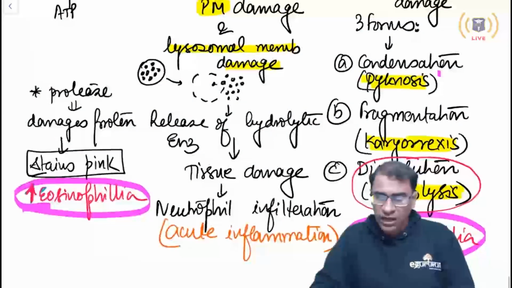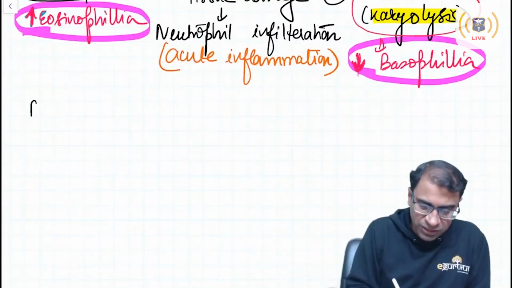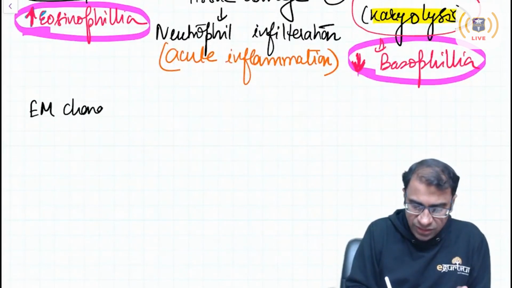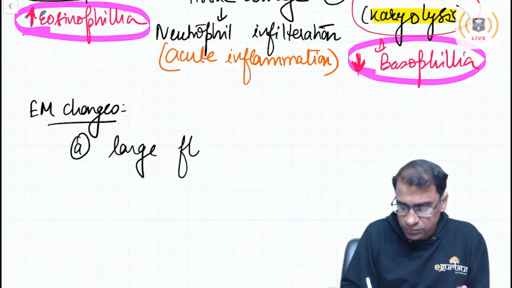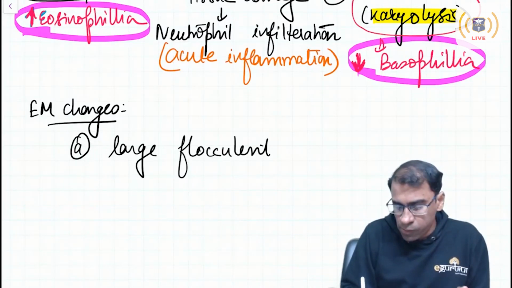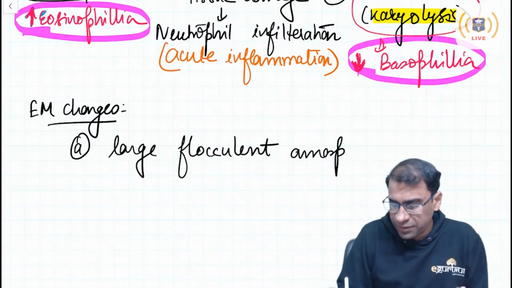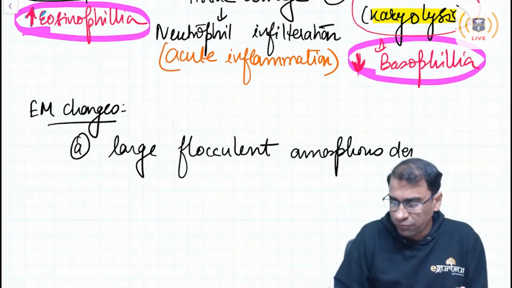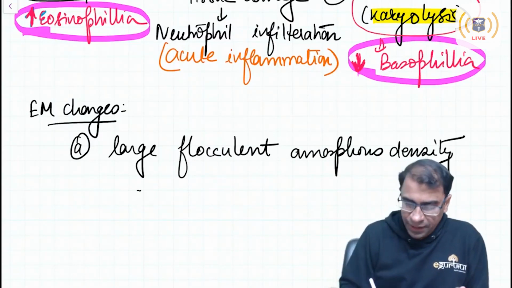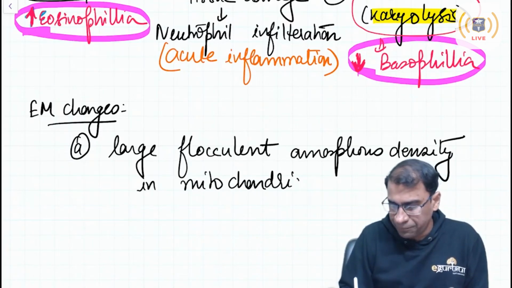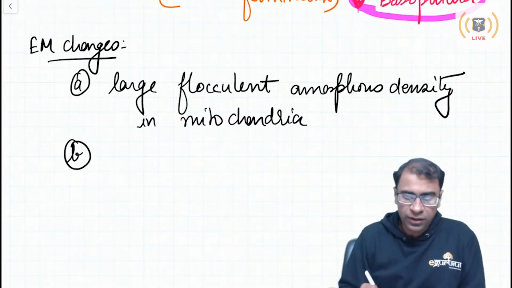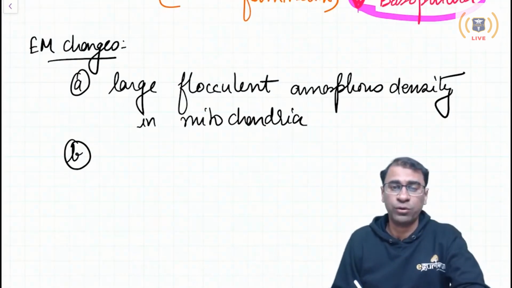Now, what are the electron microscopic changes? What are the EM changes? One of them I have already told you above: large flocculent amorphous densities in the mitochondria.